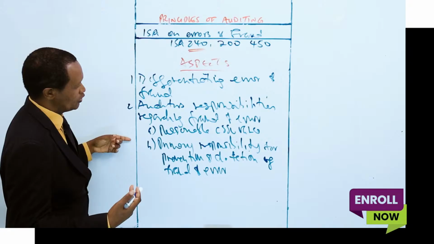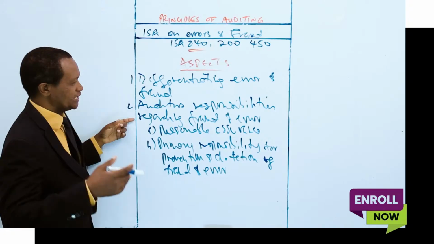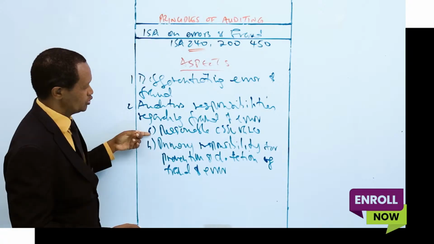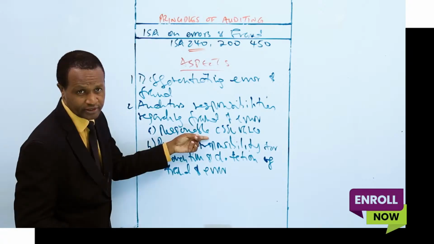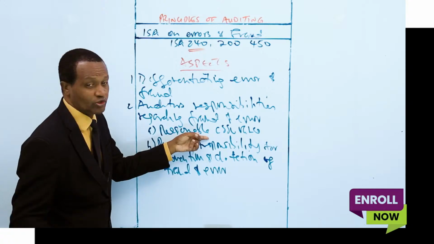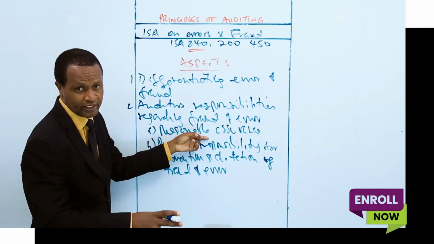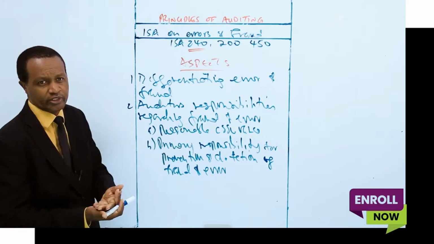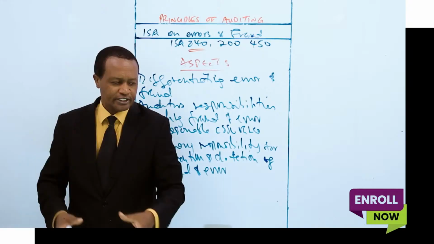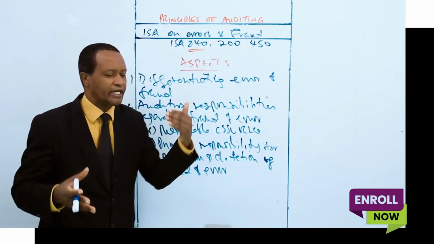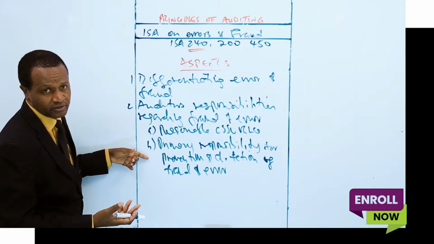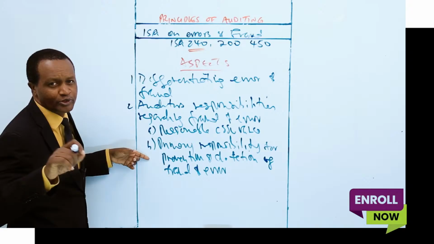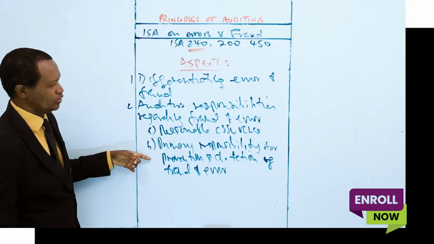Auditor's responsibility regarding fraud and error. One responsibility is in relation to reasonable assurance. The auditor's overall responsibility or objective, as per ISA 200, is to obtain reasonable assurance that the financial statements as a whole are free from material misstatements, whether due to fraud or error. That means that the auditor is not to provide absolute assurance. The auditor only provides reasonable assurance.